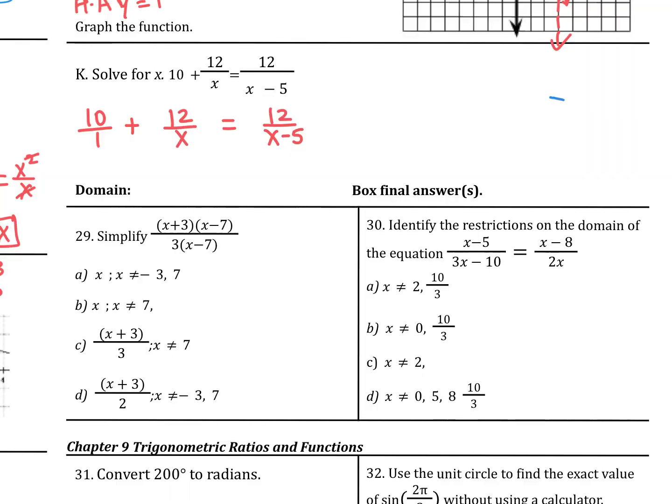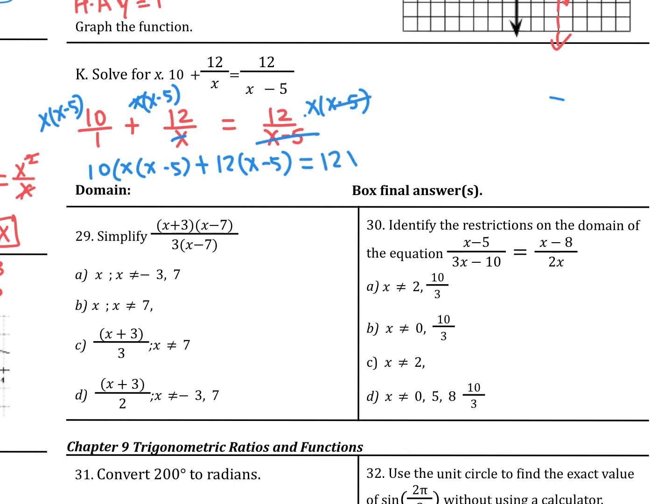To solve the next equation, we want to multiply each and every term by x times x minus 5. Here we have 10 times x minus 5. x and x cancel, plus 12 times x minus 5, and x minus 5 cancels. You have 12x.